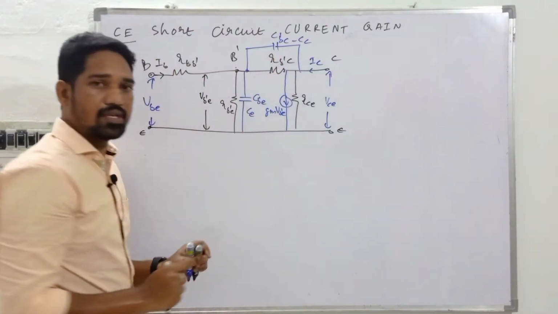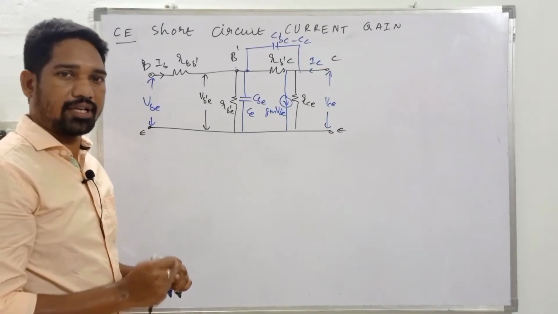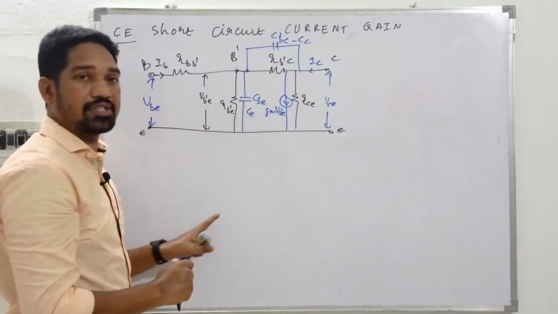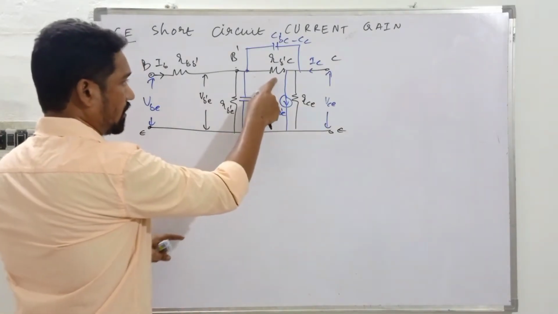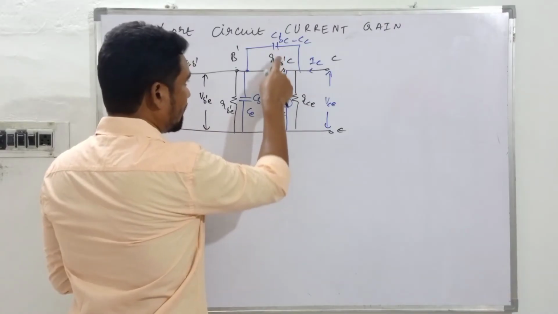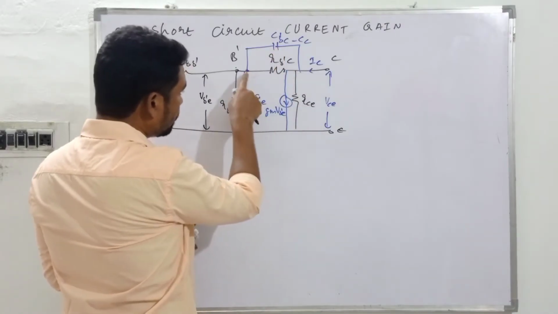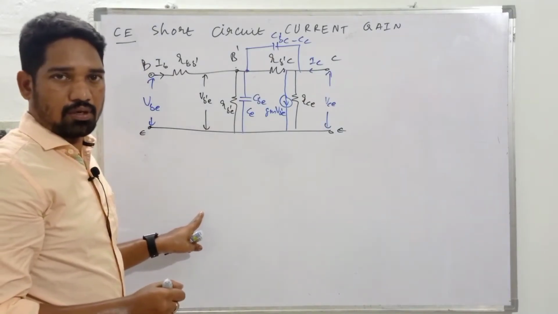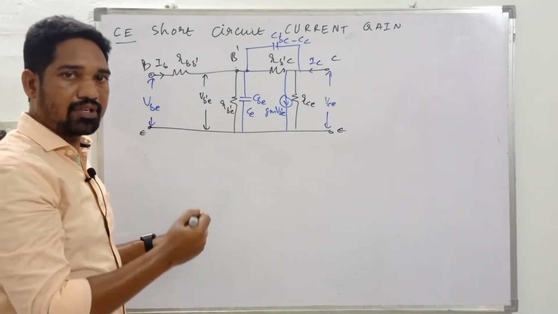Here, this resistance and this capacitance, these two elements, R B dash C and C B dash C, are in common between the input and output. The analysis will be tedious, I repeat. This resistance and this capacitance are common between input and output, so the analysis will be somewhat tedious. So there is a convenient approach.